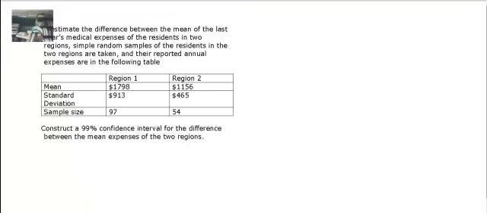Take a moment to read it. What are we trying to see here? That, what is the difference between the medical expenses between two regions, right? That's what you want to estimate. So what you did, you took samples of medical expenses of randomly selected people, okay? And there you have it in the table, right? Do we know the population standard deviations or we don't? We don't, right? Okay, so first let's go to the calculator.